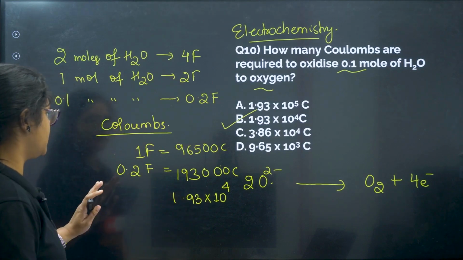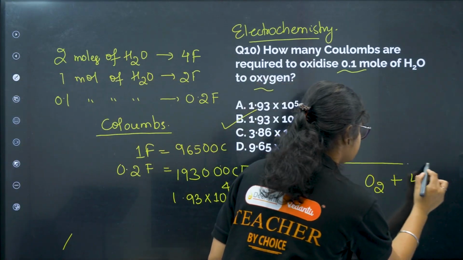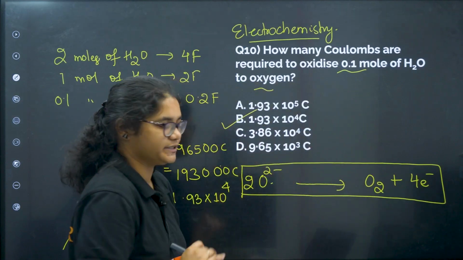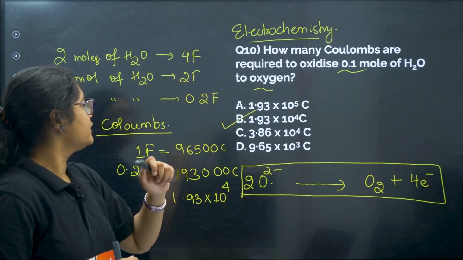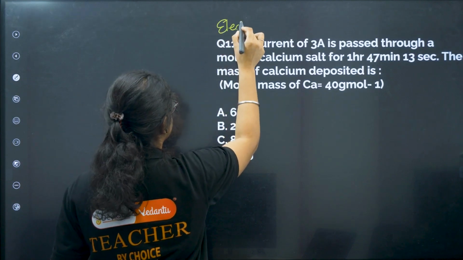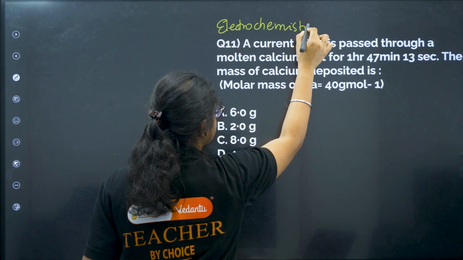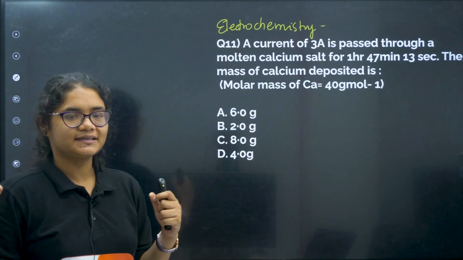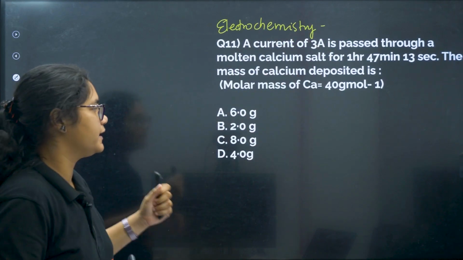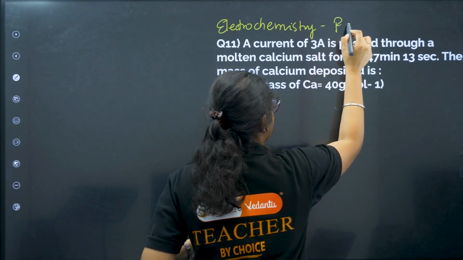Very simple but easy question, but you need to know a little bit about this equation, how to use it. Coming to the next question here, again this question is from your electrochemistry. So you can see we are going chapter-wise in the exam also, right? We started with some basic concepts, then we got solutions, then we got electrochemistry. So this is from your Faraday's law.